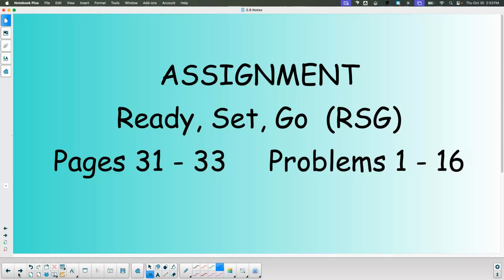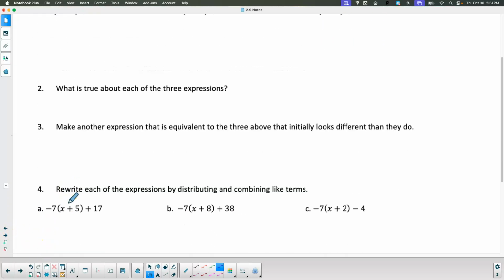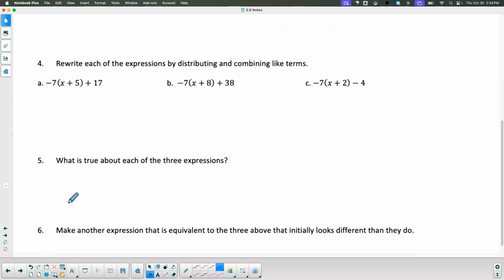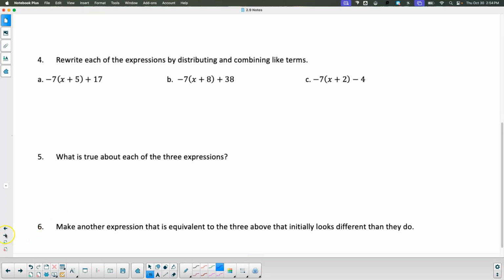So, you do have 16 problems to do tonight. Let's take a quick little peek at them. Couple of rewrites on those. And then you'll notice something about them in number 2. Couple of rewrites in number 4. That's kind of what we were doing in that retrieval when we started today. You'll notice something about them. Okay, so that's good.